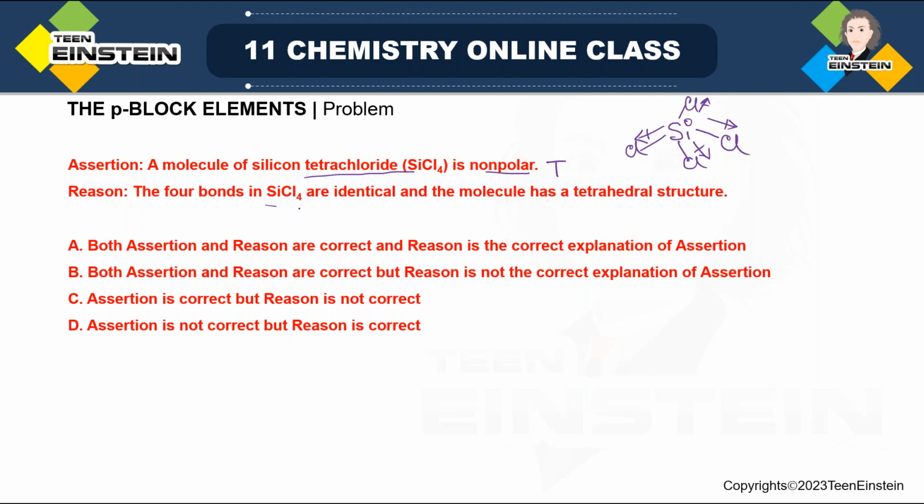So all the 4 bonds in SiCl4 are identical, and the molecule has a tetrahedral structure and the angle is 109 degrees. So this should be the correct option, because individually both the statements are correct and the reason statement is the actual explanation for the assertion statement. So that is why option A is the correct option.